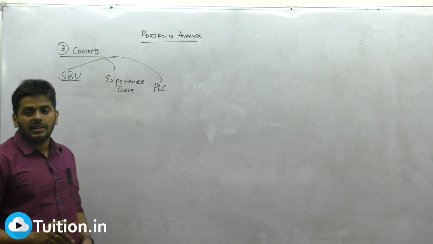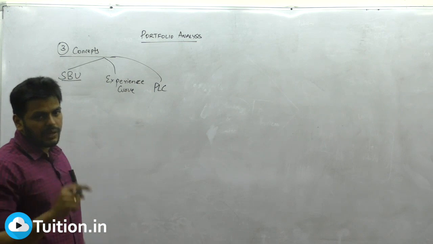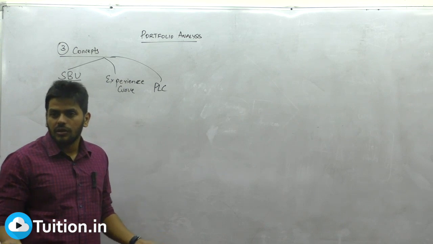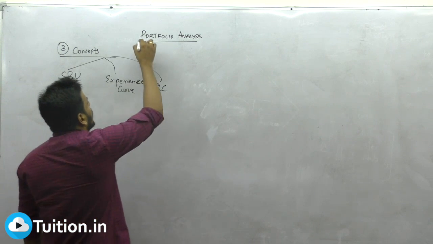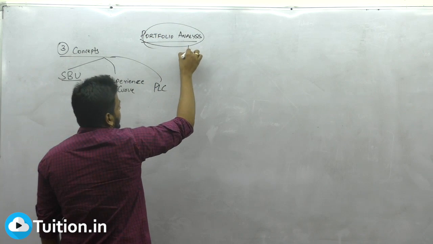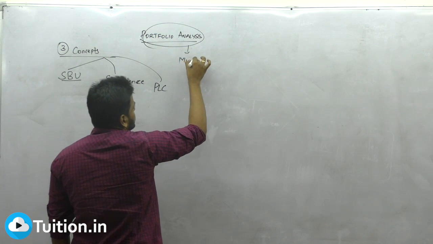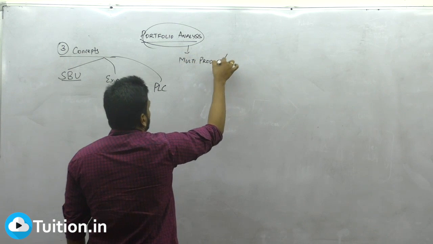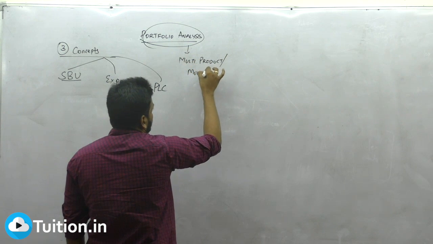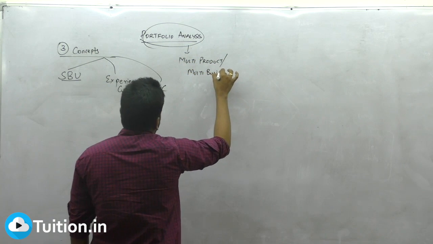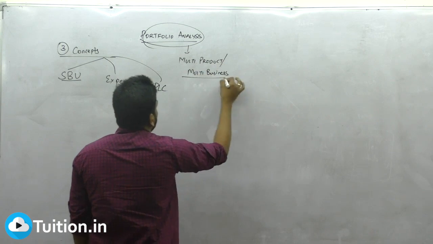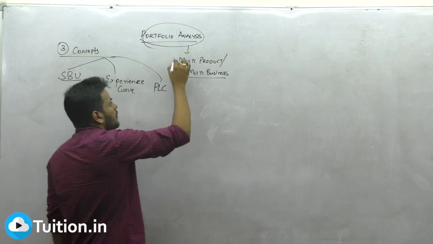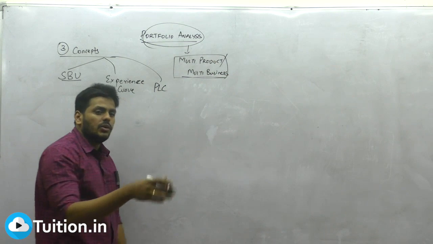Remember always, if there's only one product in a business, all your 100% is towards that product only. There's no second thought about it. But portfolio analysis is applicable only to multi-product or multi-business units. If there is only one product, then there is nothing. All the money you have will be allocated to it.